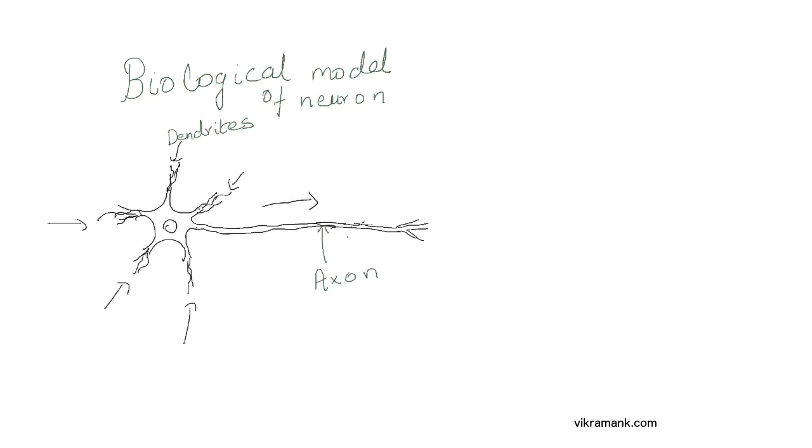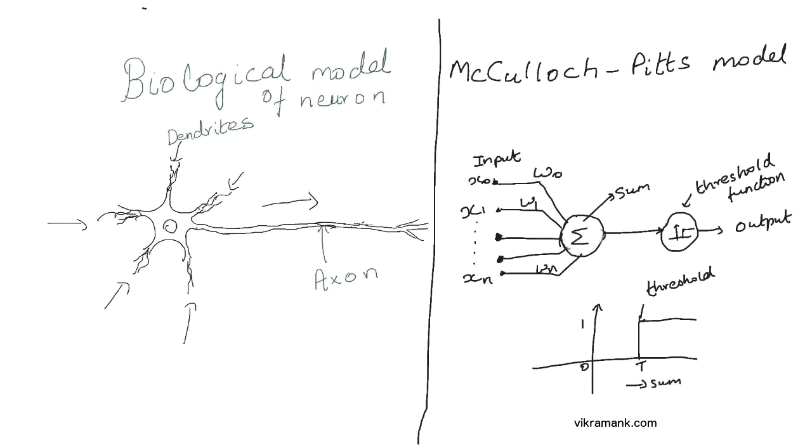The equivalent model for this is depicted through this particular model, the McCulloch and Pitts model. So this calculates a weighted sum of all the inputs. If the sum exceeds the threshold, an output signal is fired. We just saw the very first artificial neural network model.